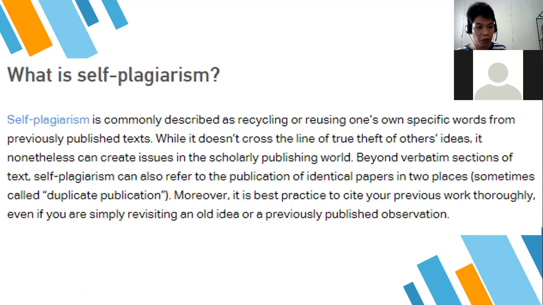Next we have self-plagiarism. Self-plagiarism is commonly described as recycling or reusing one's own specific words from previously published text. While it doesn't cross the line of true theft of others' ideas, it nonetheless can create issues in the scholarly publishing world. Beyond verbatim sections of text, self-plagiarism can also refer to the publication of identical papers in two places, sometimes called duplicate publication. Moreover, it is best to cite your previous work thoroughly, even if you're simply revisiting an old idea or a previously published observation.